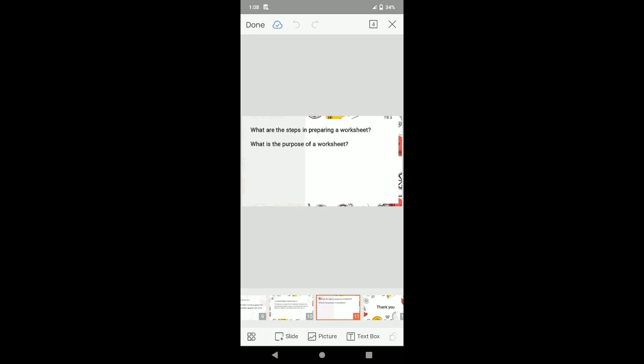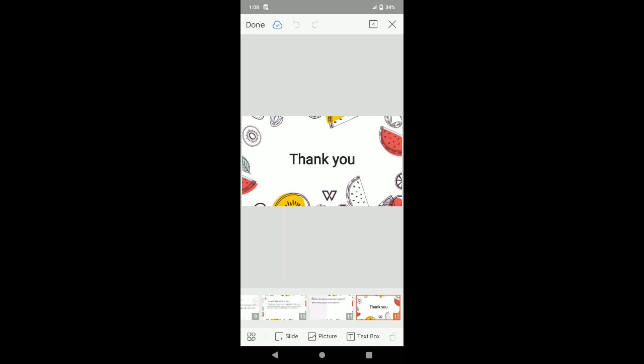Important to know. So what are the steps in preparing a worksheet? First is post balances in trial balance columns. Second, post adjusting entries in adjustment columns. Third is enter balances in adjusted trial balance columns. And the fourth is complete income statement columns. And the fifth is determine net loss or net income. And the sixth is complete balance sheet columns. So, that's all. Thank you, everyone.